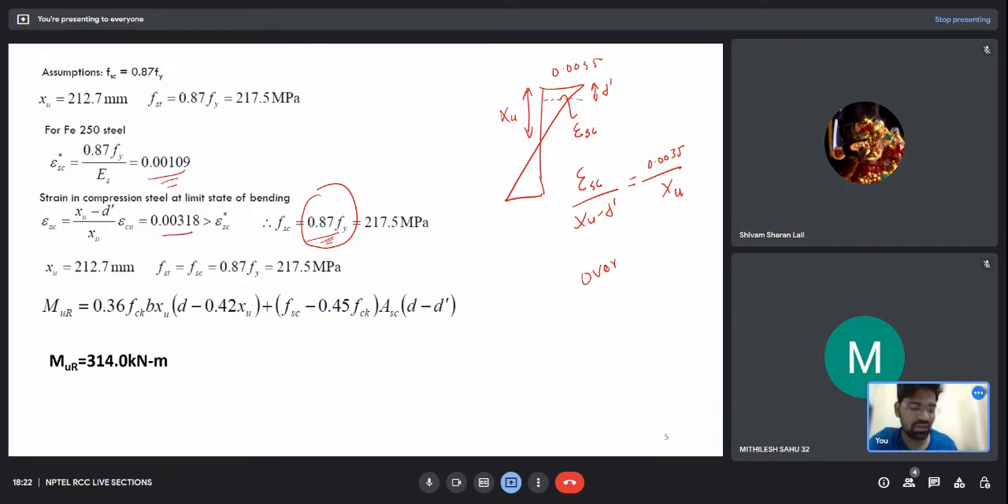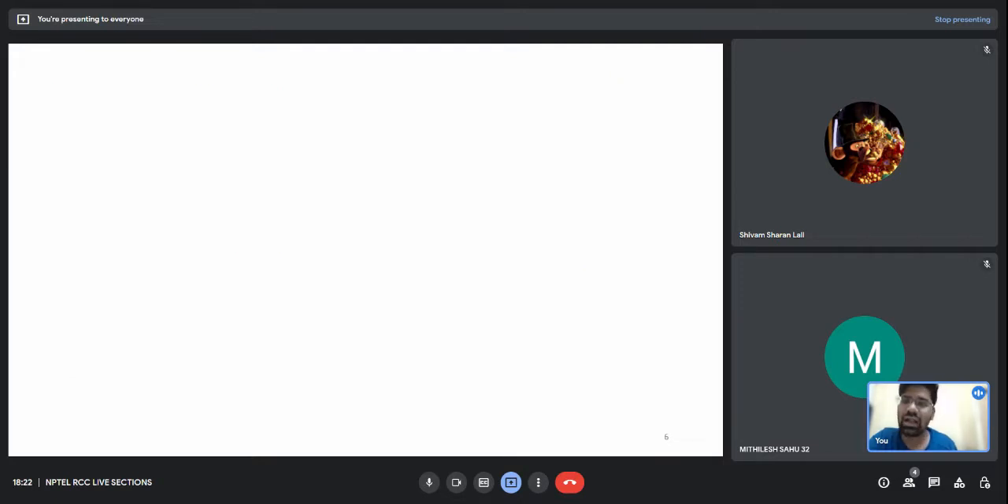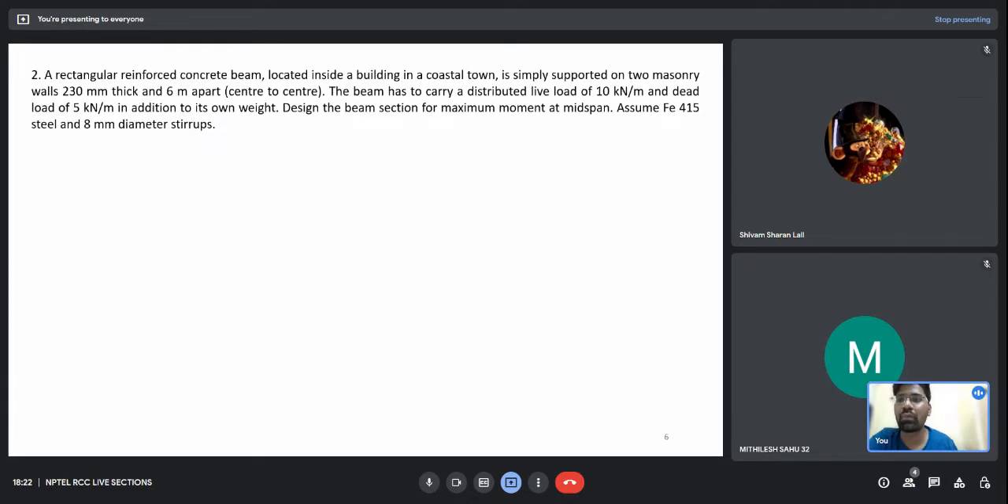Okay, fine. Now let's move on to the second problem. I wanted to cover all types of problems, but since there are time limitations, I am just explaining orally. In previous classes, I also did over reinforced problems, so I don't think that would be an issue. You can follow it up from any book. If there is any doubt, you can ask me.